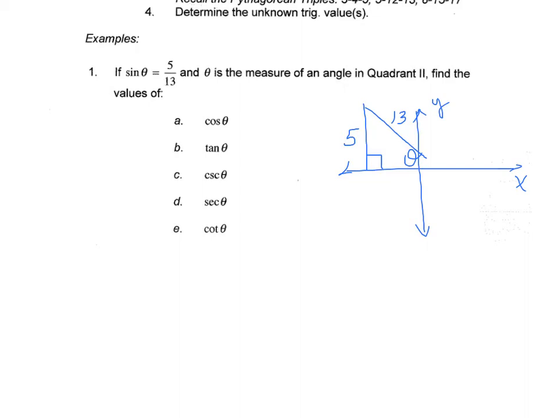But what kind of 12 is it? Look at the position of where it is. You're correct. It's a negative 12. All right. Now that we know that, we should be able to find all the trig values. So the cosine of theta is negative 12/13. The tangent of theta is 5 over a negative 12.